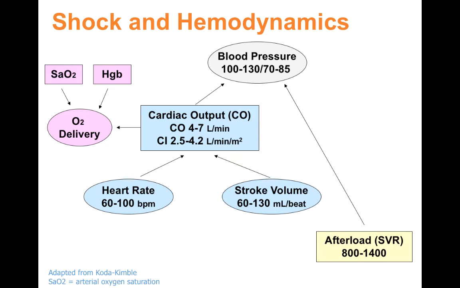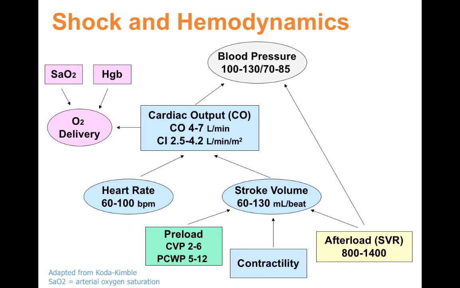Stroke volume is then determined by three factors. Afterload, we already talked about, so how much resistance the heart is pumping against. Contractility, just how strongly the heart is contracting. And then preload, which is essentially the venous return to the heart. This is measured by the different pressures that we discussed, like central venous pressure or pulmonary capillary wedge pressure.